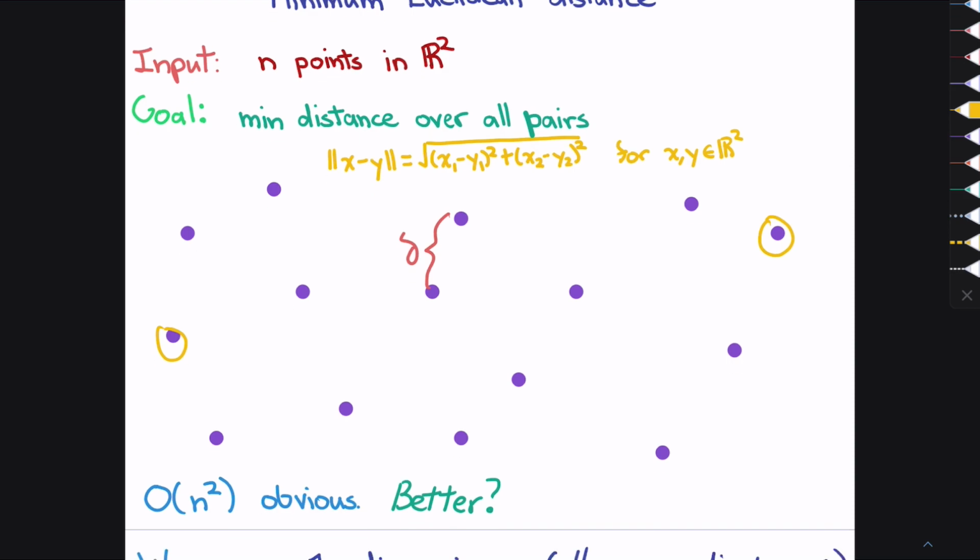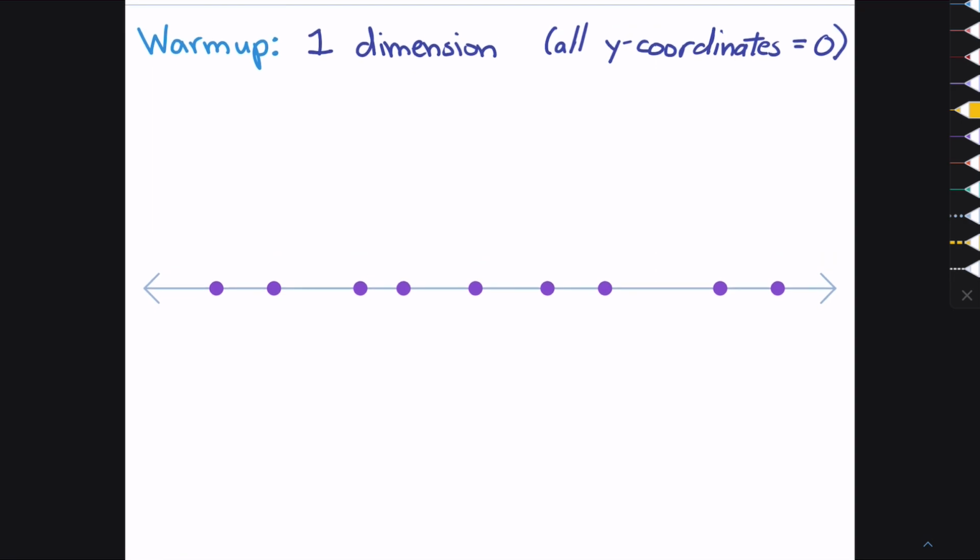As a warm-up, it's sort of silly, but we could consider a one-dimensional case. That would be easier than 2 dimensions. Or maybe the y-coordinate is 0 for everyone. All right, so what might you do for this?